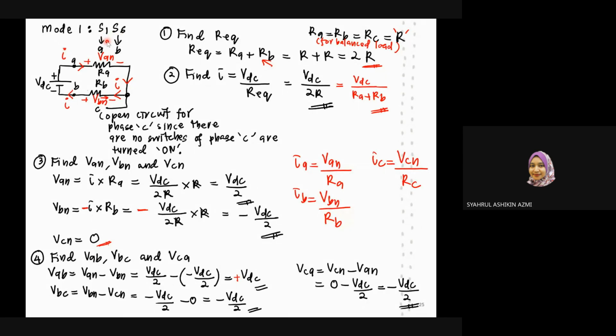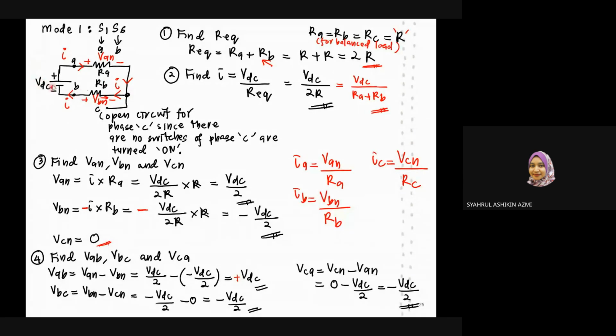S1 is the upper switch for phase A. S6 is the bottom switch for phase B. Since there are only two switches turned on in each mode for 120 degrees, you can predict that there will be only two resistors, two loads. So the connection will be, these resistors connected in series.